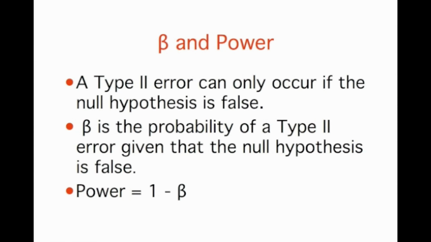A type 2 error can only occur if the null hypothesis is false. If the null hypothesis is false, then the probability of a type 2 error is called beta. The probability of correctly rejecting a false null hypothesis equals 1 minus beta and is called power. Power is covered in detail in another chapter.